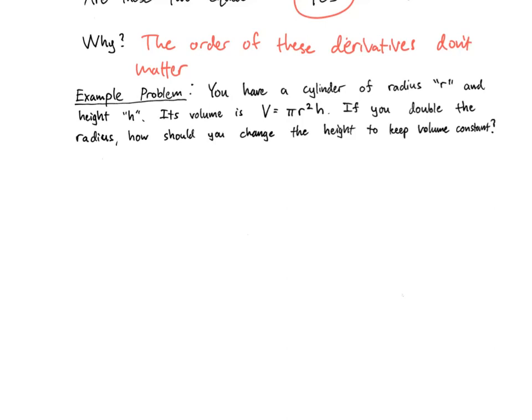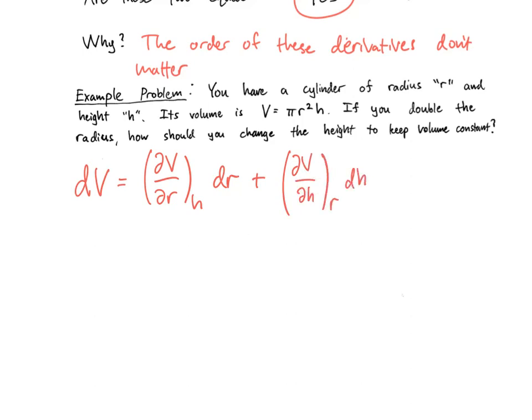You may be able to think of a way to solve this problem algebraically, but let's try to solve this problem using the subject of total differentials. Let's start by defining the total differential. dV is going to be equal to the partial of V with respect to r, holding h constant, dr, plus the partial of V with respect to h, holding r constant, dh. And we're saying that there's no change to the volume, so dV will be equal to 0.